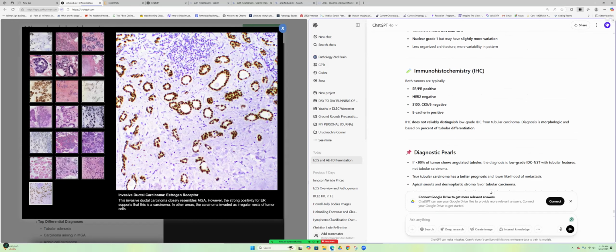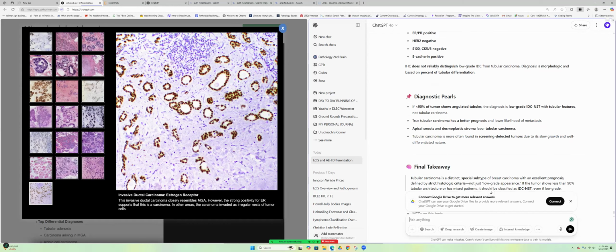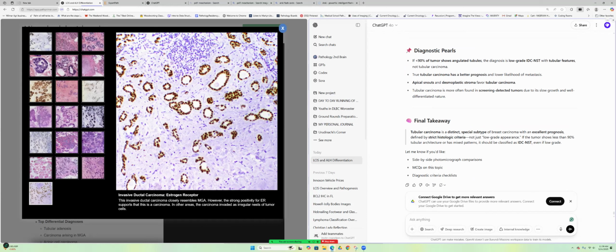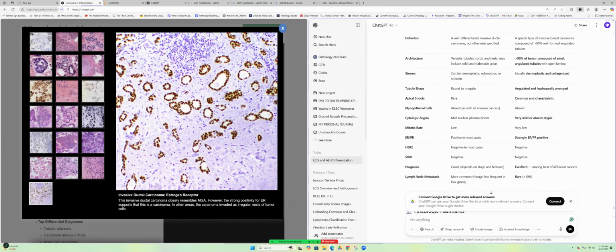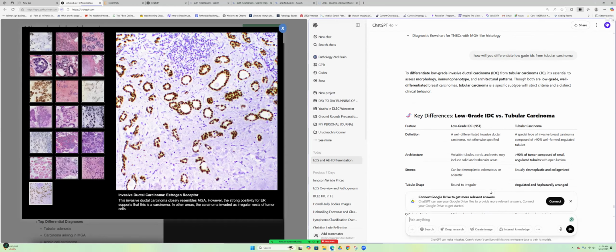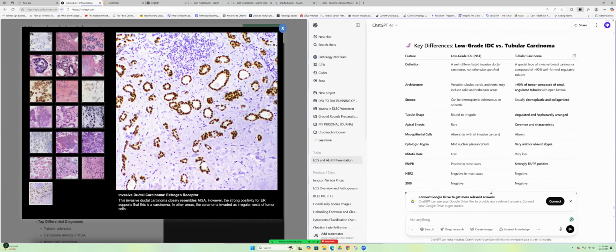And remember, is tubular carcinoma one of the basal cell cancers? No, it's not. It's just on H and E, less than 90%, the apical snouts and all that, and angulated. But by IHC, I don't think it's very helpful. In invasive ductal carcinoma, you have areas that are tubules, cords, nests, solid and trabecular areas.